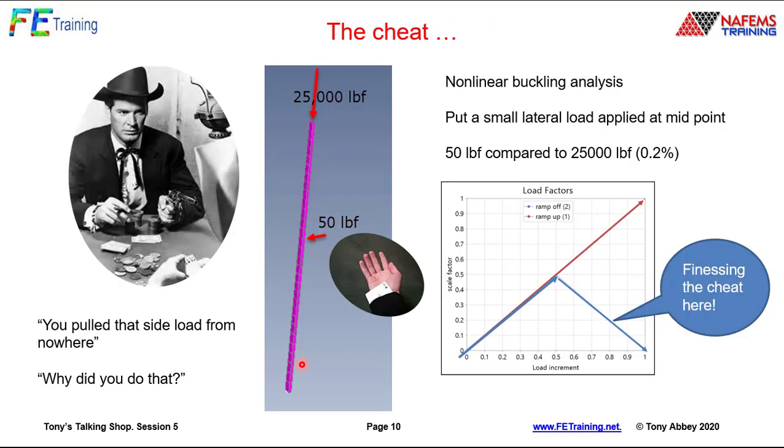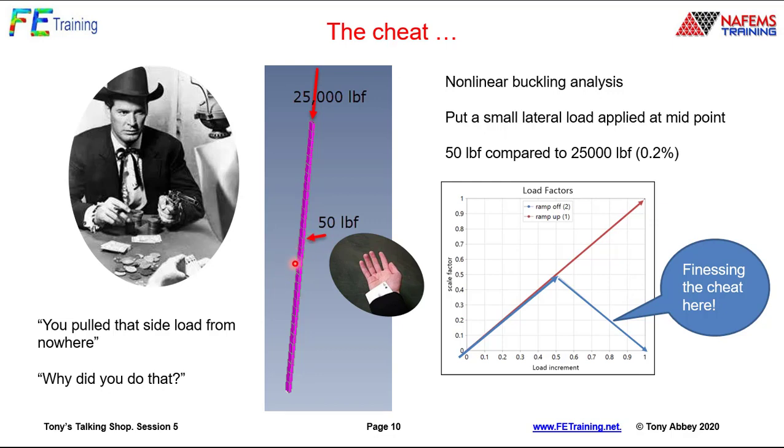Now I want to get my slender beam to work in a nonlinear buckling way, not a linear buckling way. So this is James Garner, one of my favorite actors. He's played a cowboy here. I don't know if he was the gambler or the guy that caught the gambler out. It's basically off the card table saying, you pull that side load, which I'm going to apply here, and that's my cheat. So my ace up my sleeve here is to slip in a side load, 50 pound force.